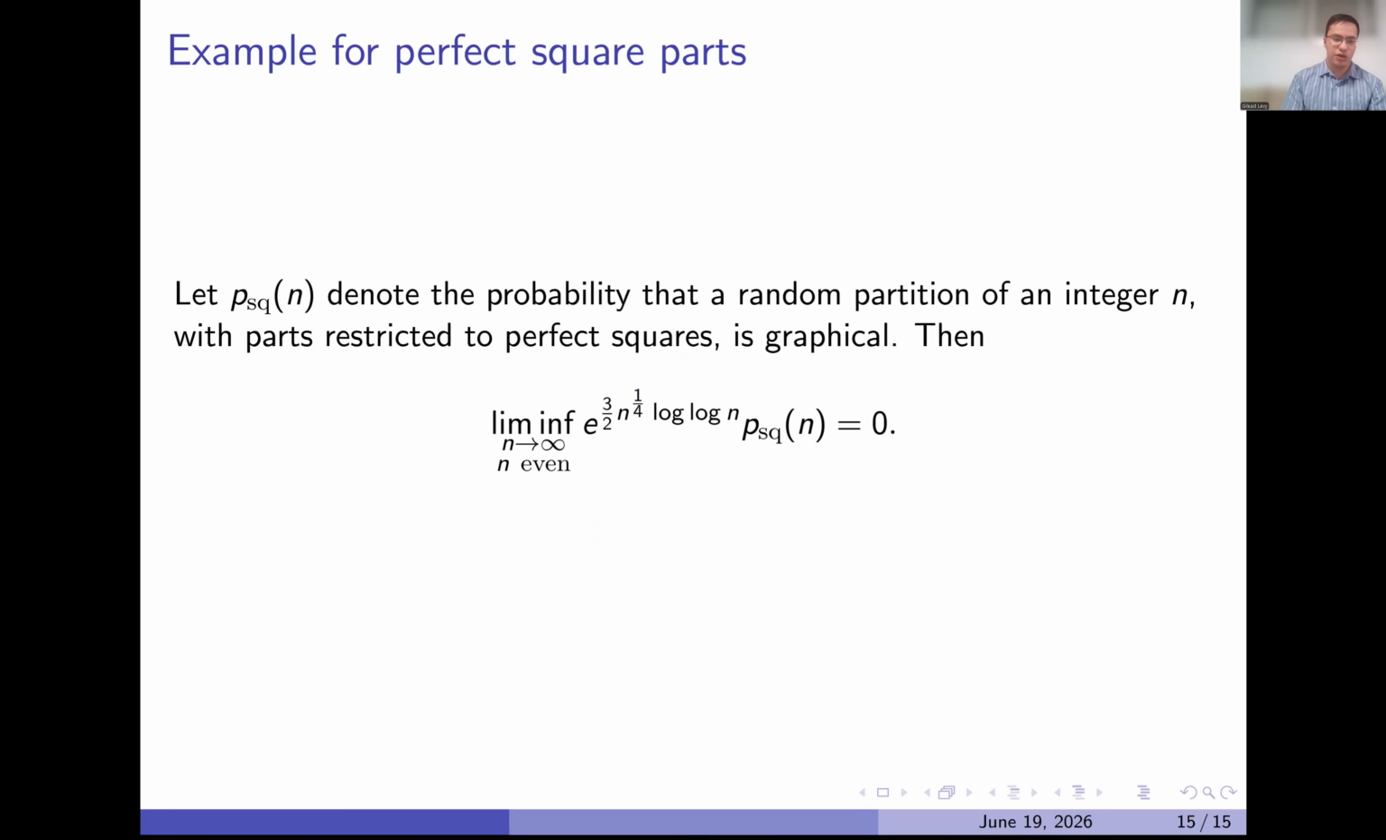So to summarize, our work considers graphical partitions, and shows that their distribution not only depends on their sum n, but also on their Durfee squares classes.